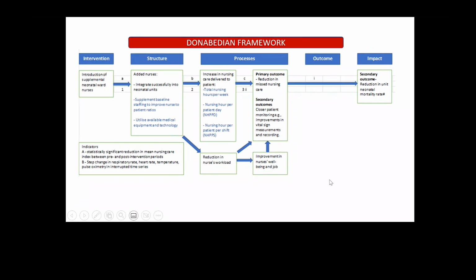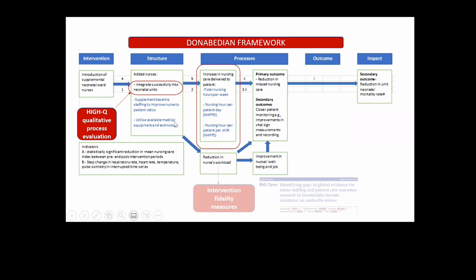So there are different parts to it. The first part you see there is the integration. This is my logic model, but the parent project itself has a theory of change it's working on, and it also has a qualitative process evaluation, which is also evaluating the integration of these nurses into the units. But for my DPhil, the focus is the intervention fidelity measures.